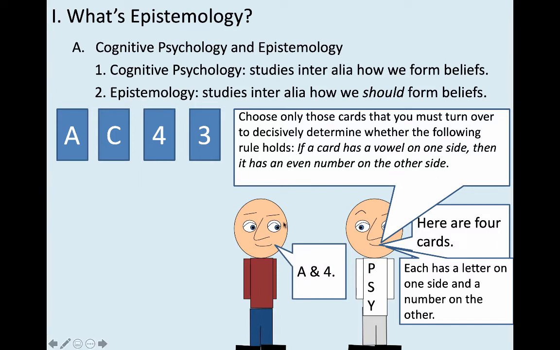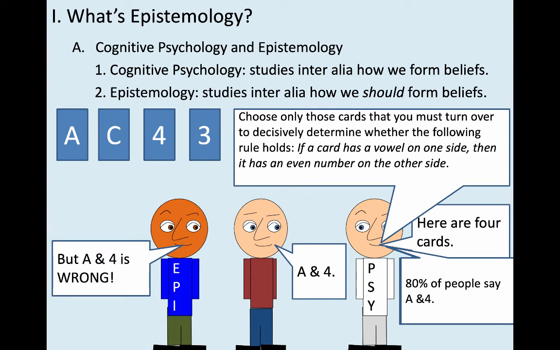And suppose this guy says A and 4. Those are the right cards to turn over. Turn over card A and turn over card 4. This, in fact, is the most common response, and a psychologist can report that and say, look, when I give people this problem, 80% of them say A and 4.